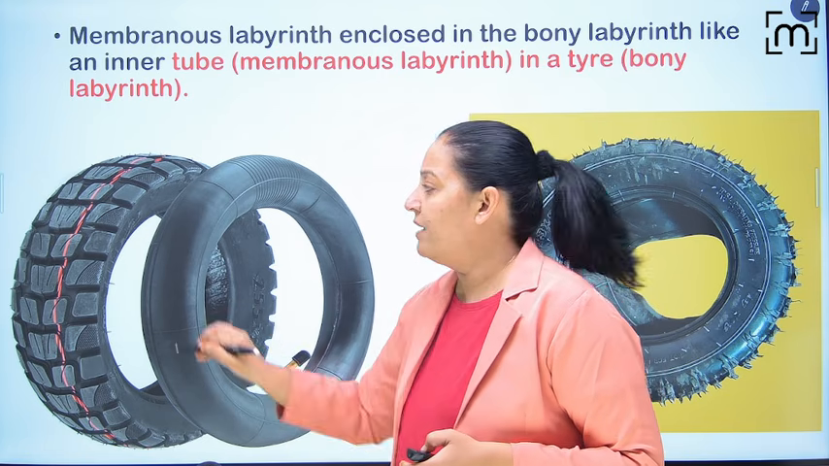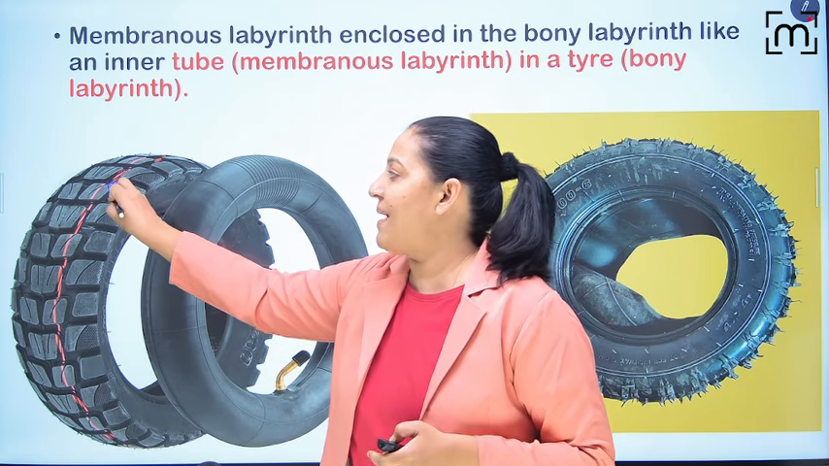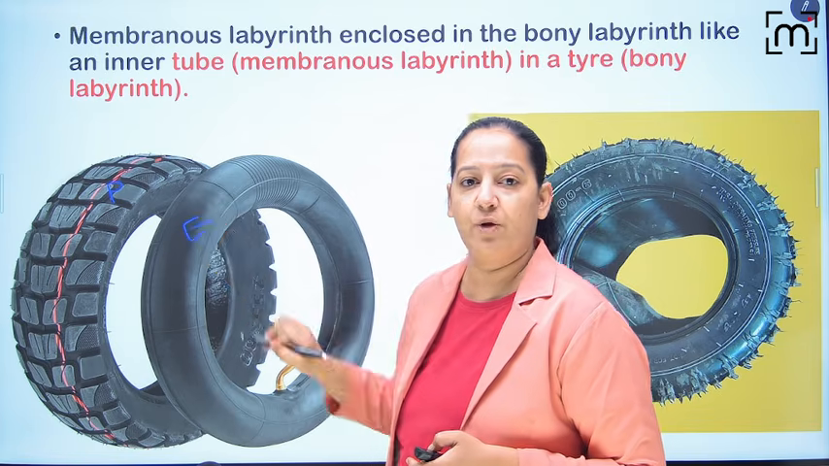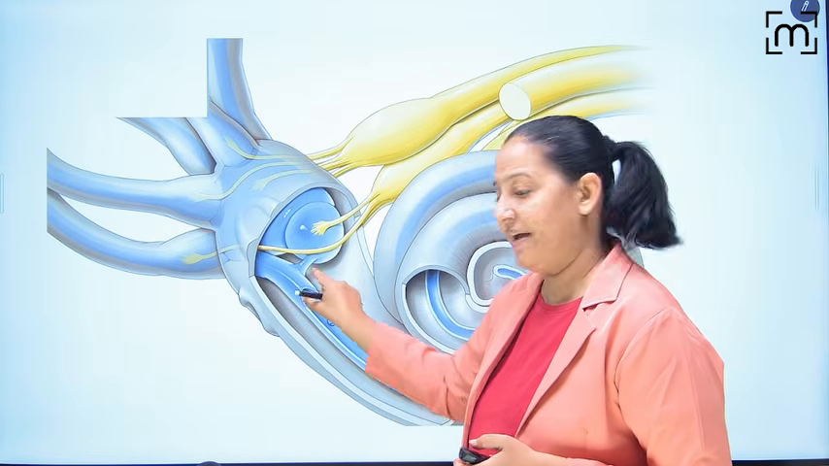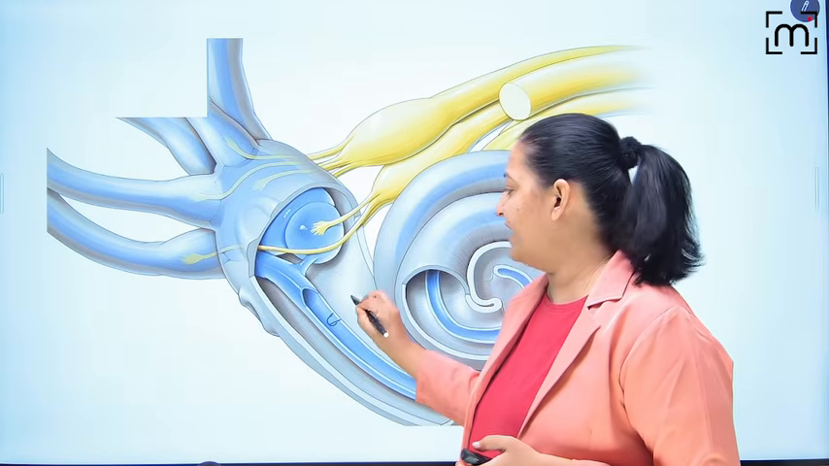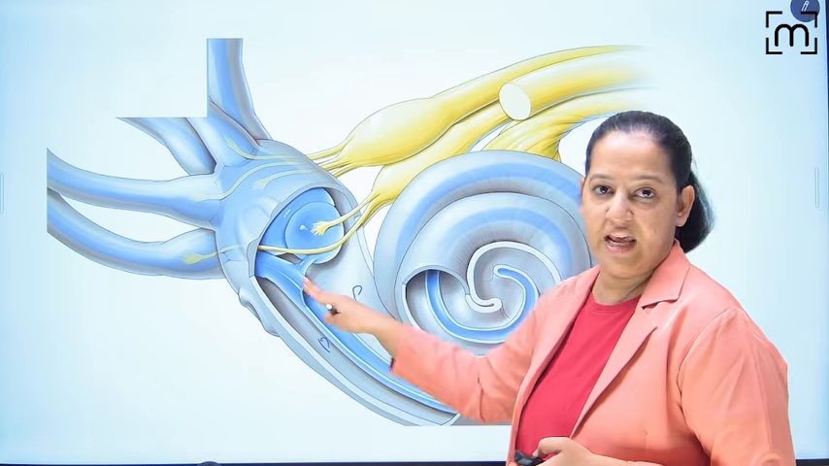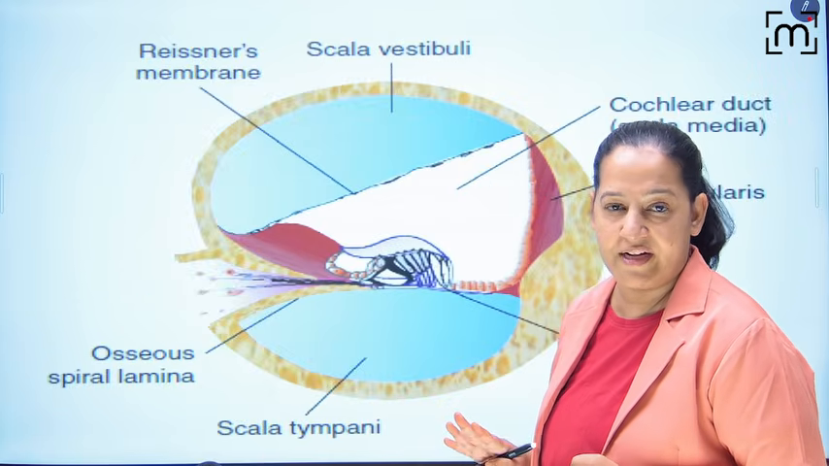It is 2.5 turns. The bony cochlea is filled with perilymph and the membranous cochlea is filled with endolymph. So you can see this is endolymph in the membranous cochlea, and outside it is perilymph. And I told you the names of the membranes. I told you the organ of Corti. I told you all this yesterday. I'm not going into the detail.